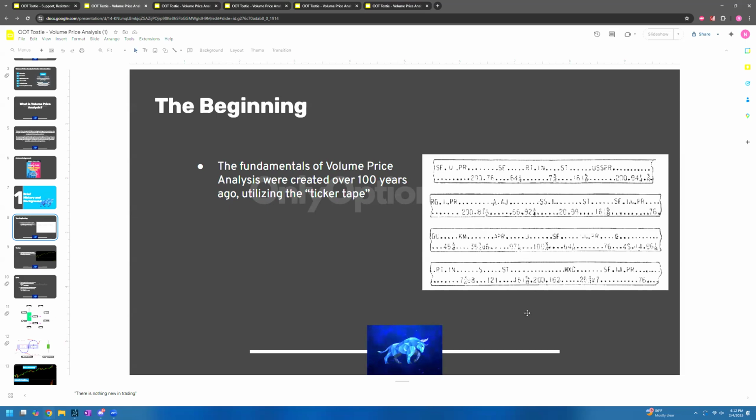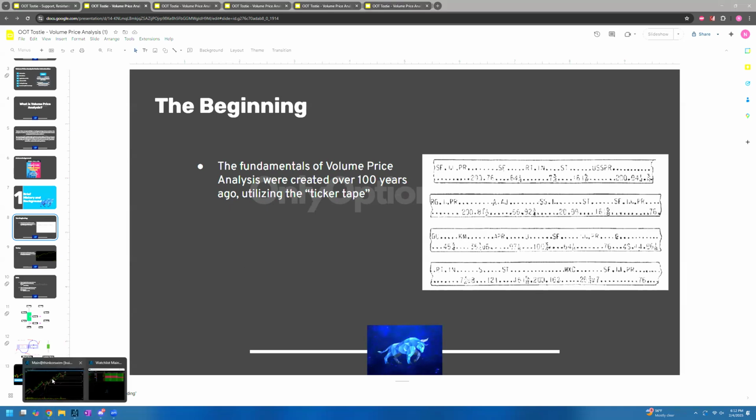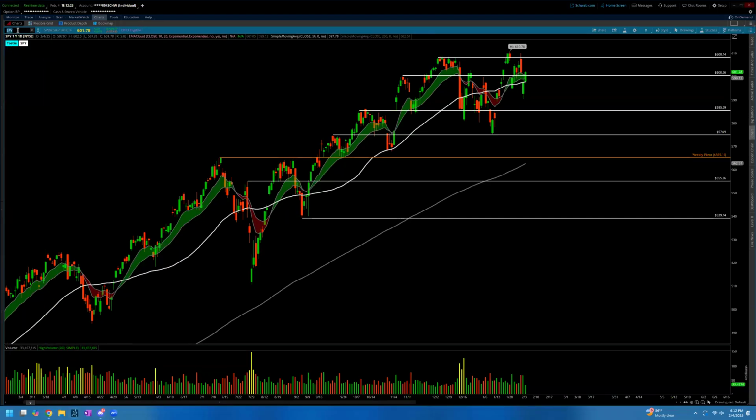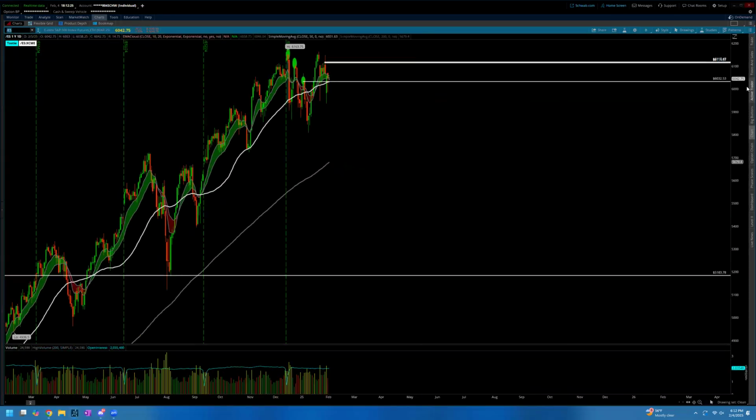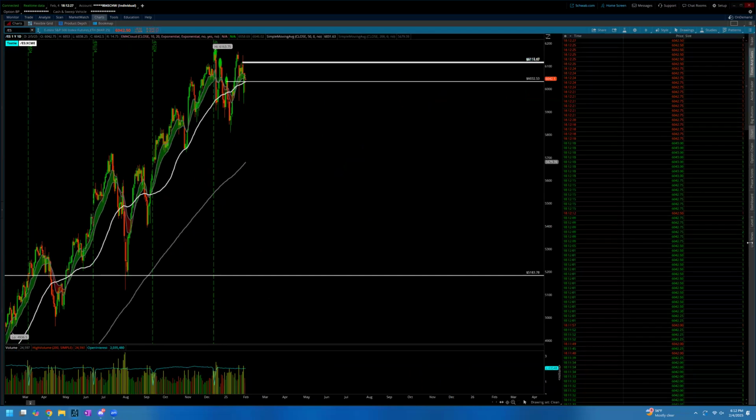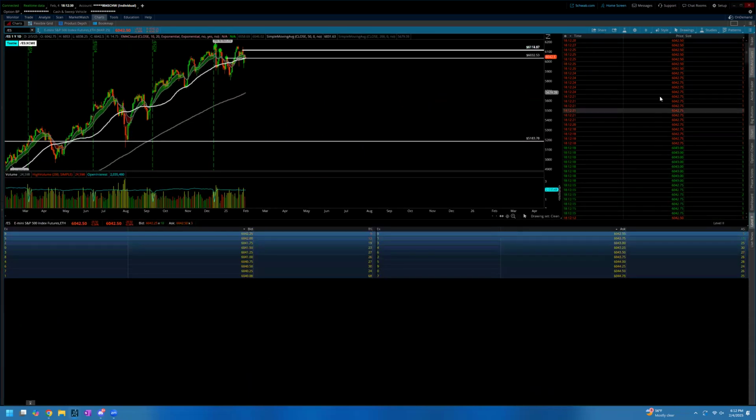So it's a little bit jumbled. But basically, this represents the tape, right? This is where the idea and concept of the tape comes from. If we look at ES, the version of the tape now is a combination of time and sales and level twos, but that ticker tape represents what we now look at in time and sales, right? This used to be printed and faxed and God knows whatever else.